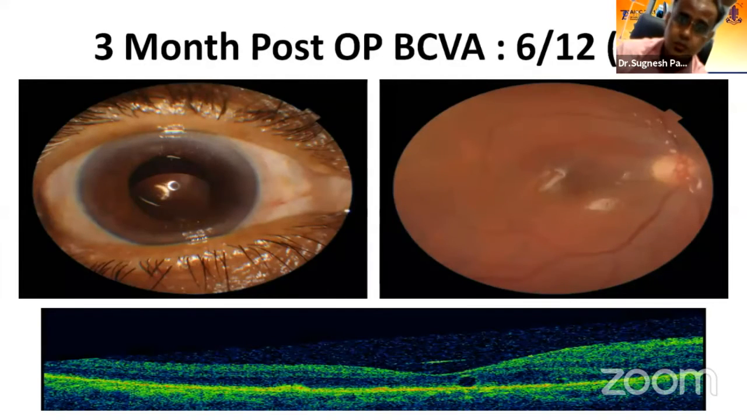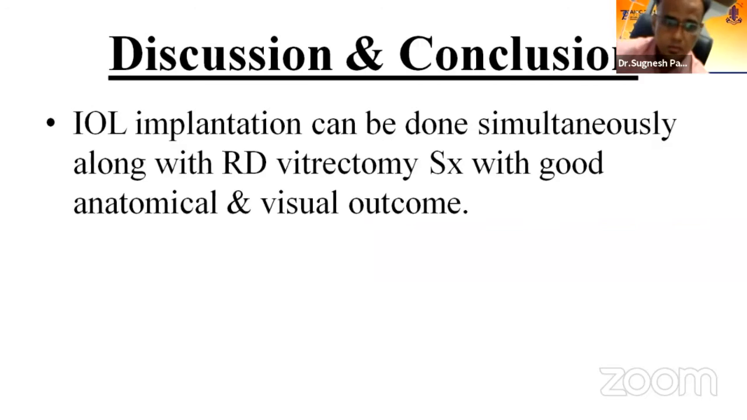This is 3 months post-op. Best corrected visual acuity was 6/12. Retina is well settled. OCT is showing a normal foveal contour, and IOL well in place, except that the pupil is a bit dilated. That's it. So to conclude, IOL implantation can be done simultaneously along with RD vitrectomy surgery with good anatomical and visual outcome.